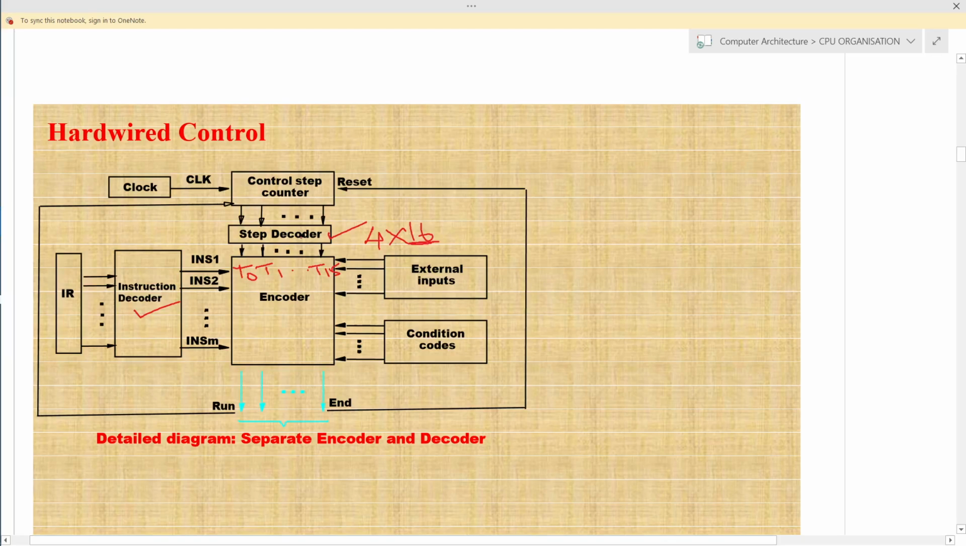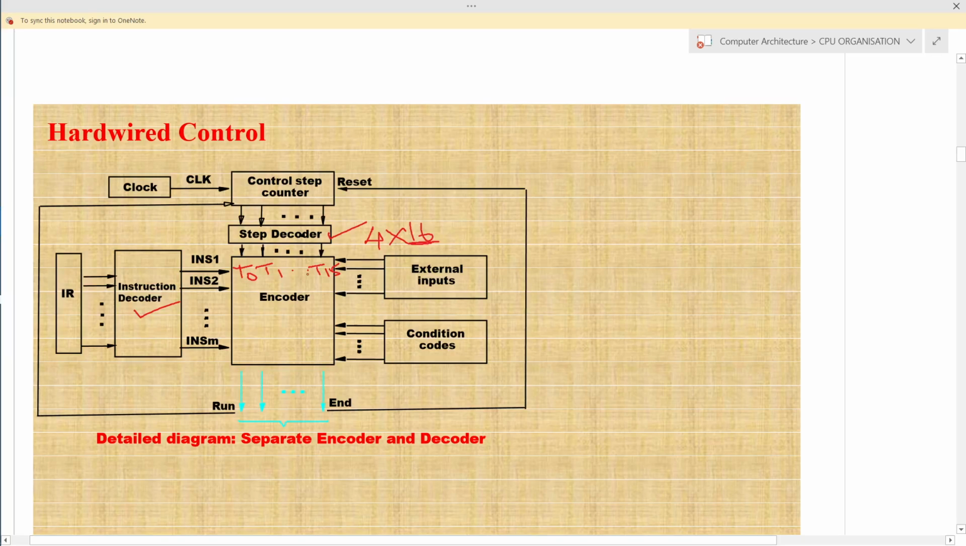Also, these control signals may vary from instruction to instruction. One instruction may take a smaller number of control timing units to generate the output, whereas another instruction may need more. But the maximum we have taken here; maximum means one instruction may take 10, another instruction may take more than that or less than that.